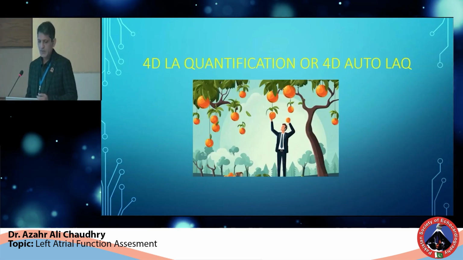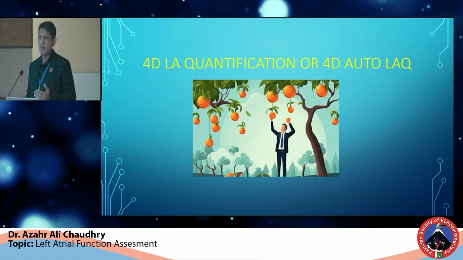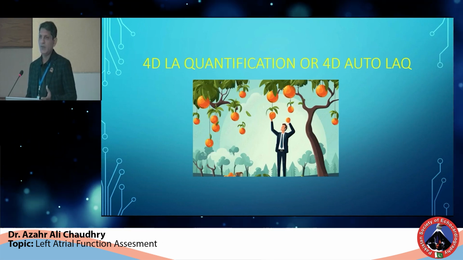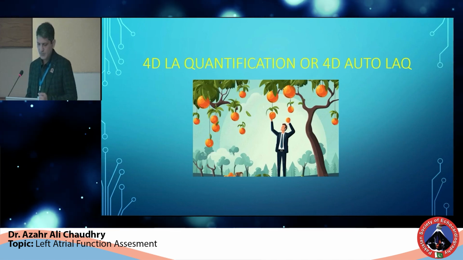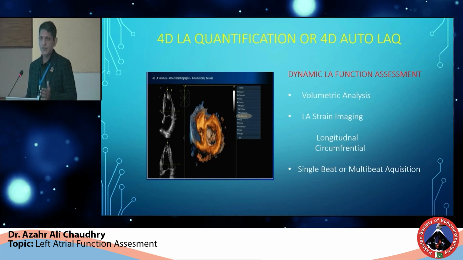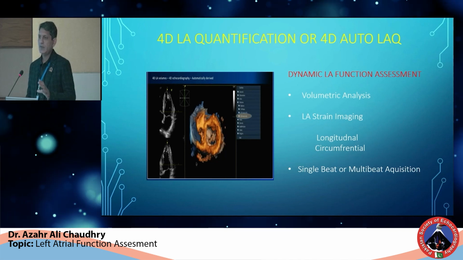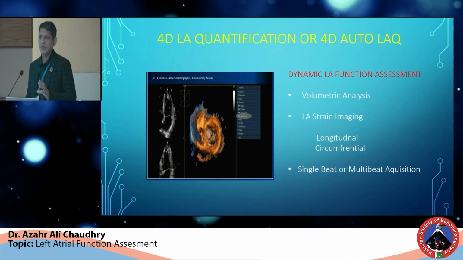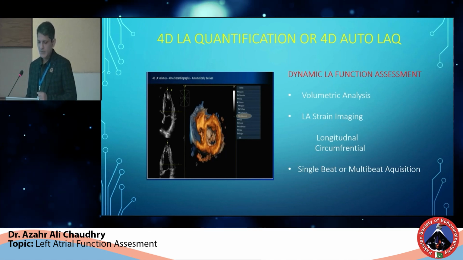So 4D LA assessment is the new tool which is available in some new machines, and this is one method that can quantify the volumetric analysis and the volumetric strain analysis. So this is going to be the new tool which is going to be available soon, and it can measure the strain in both longitudinal and circumferential. So the 2D speckle tracking has a limitation that it can only measure the longitudinal strain, but the 4D left atrial quantification volumetric strain analysis can measure both the longitudinal as well as the circumferential strain.